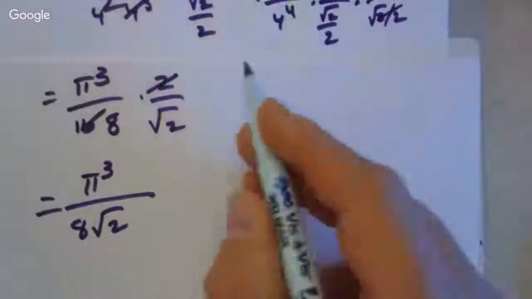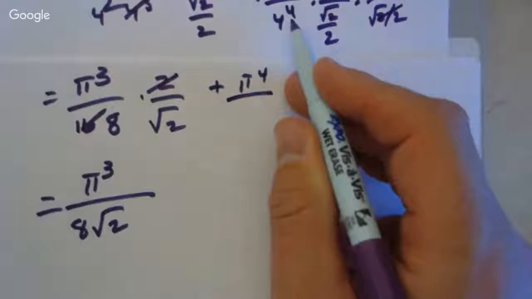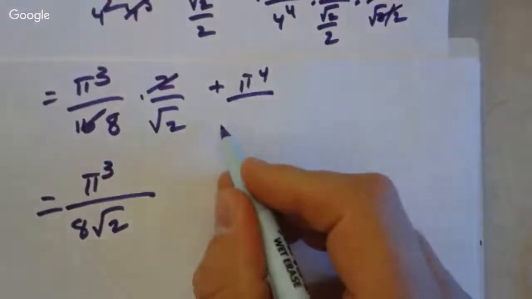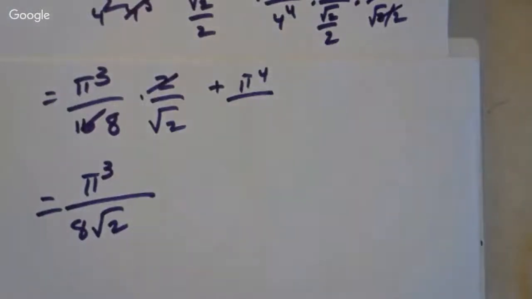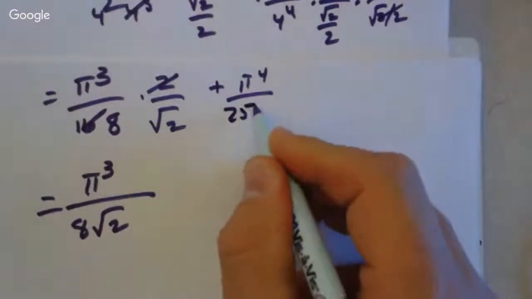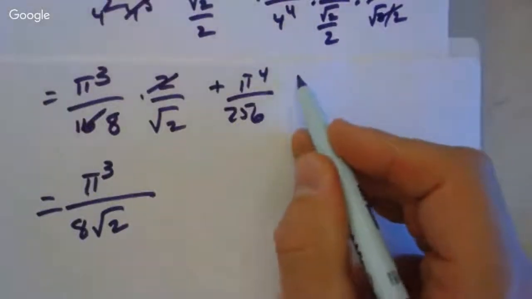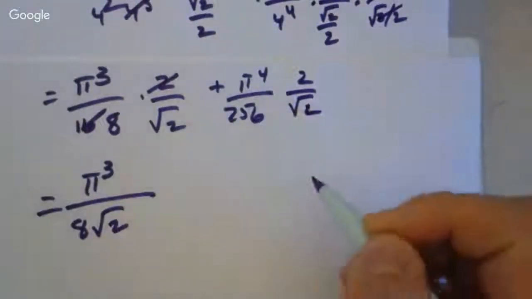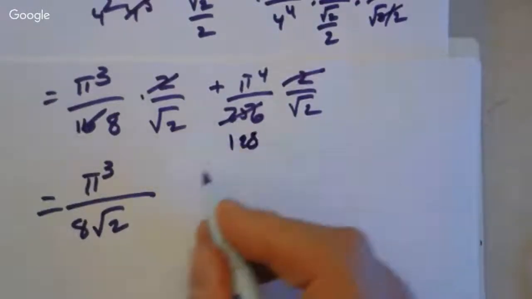Okay, second part, pi to the 4th, I can't clean that up. 4 cubed is 64. Sure about that? I think it's 256. 4 times 4 is 16, 64. Yeah, I think it's 256. It's to the 4th. Oh, wait, not to the 4th. 4th, yeah. Okay, copy that reciprocal. The only thing I can really clean up is they're both divisible by 2, so I make that 128.